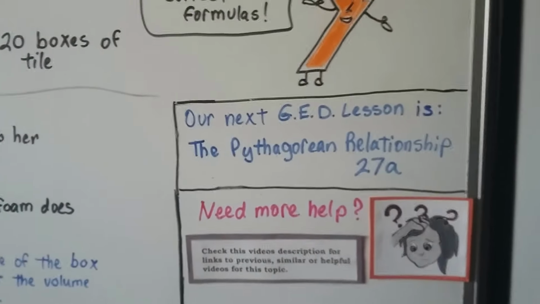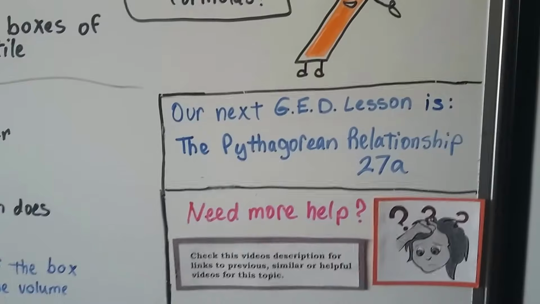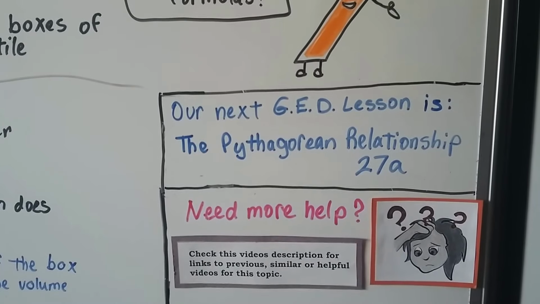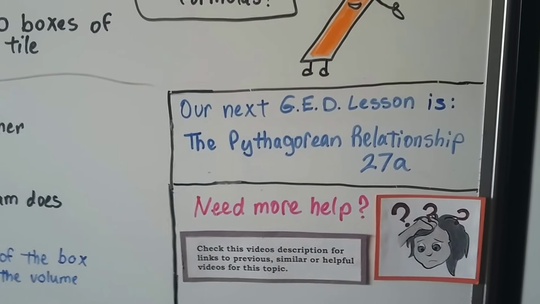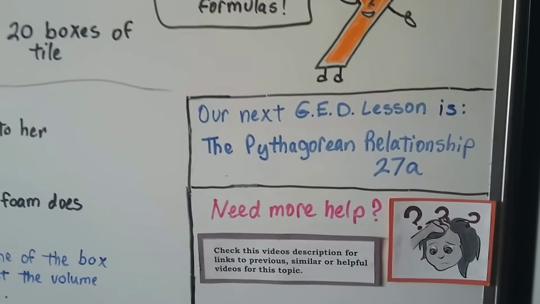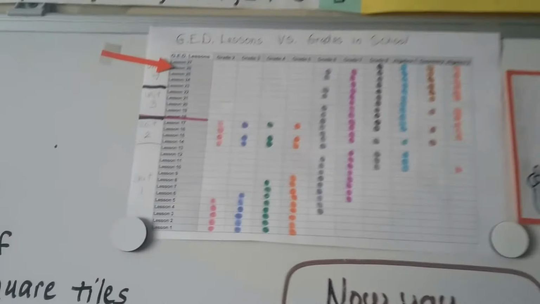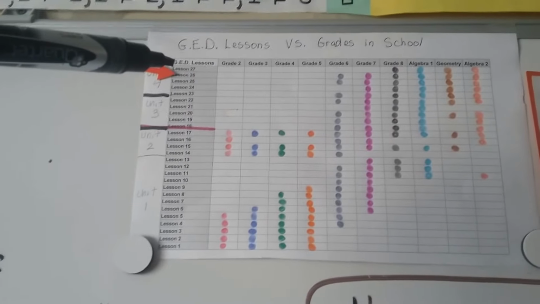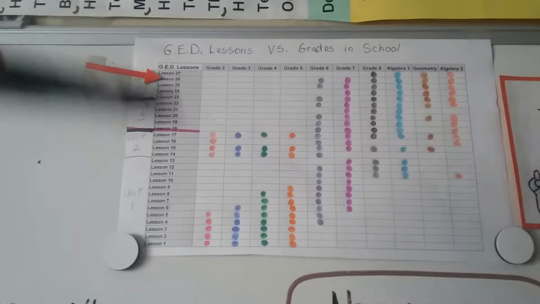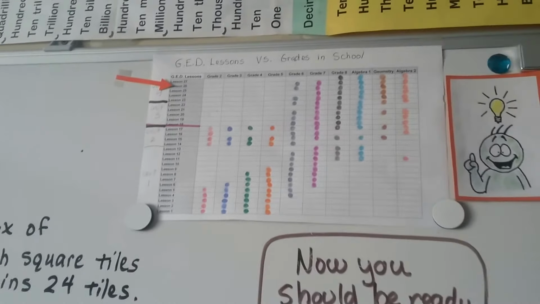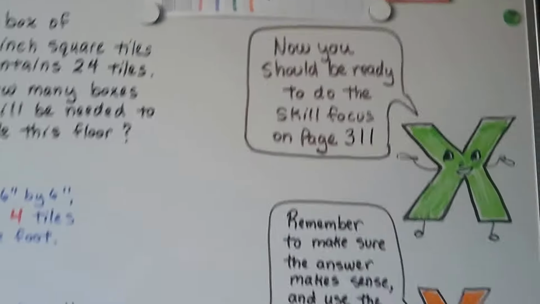Our next lesson is 27A. We're going to talk about the Pythagorean relationship and hypotenuse of a right triangle and legs. And this is the last lesson for GED. It's going to be about 4 videos, but we're now going to be at the very last lesson for the GED before you can take the test. All right? So we just have a handful of videos left.